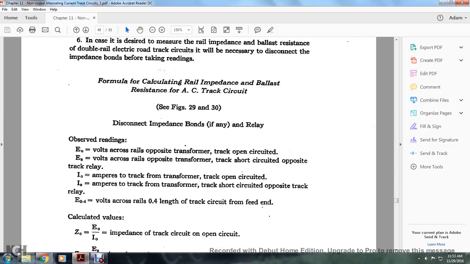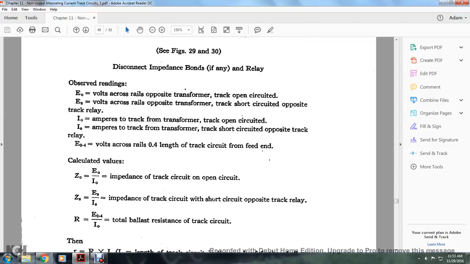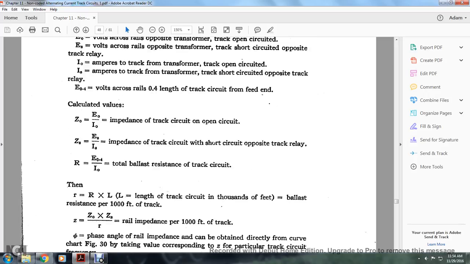Relay EO4 equals volts across the rails at 0.4 length of the track circuit from the feed end. The calculated values: ZO is equal to EO over IO, the impedance of the track circuit open circuited, and ZS is equal to ES over IS, the impedance of the track circuit short circuited at the opposite track relay end. And R is equal to EO4 divided by IO4, the track ballast resistance of the track circuit.